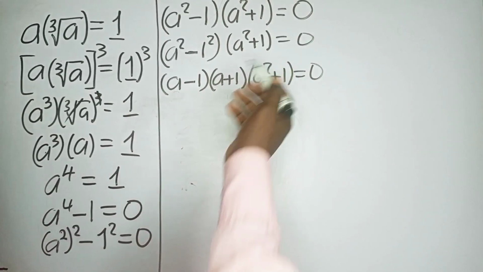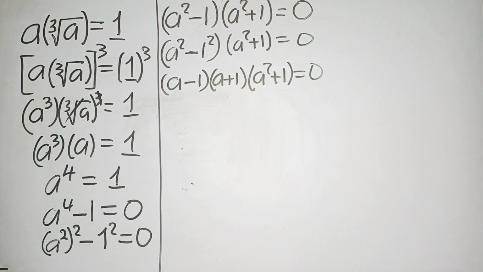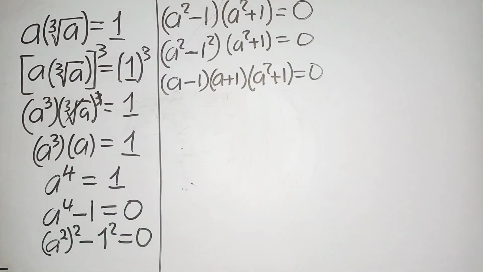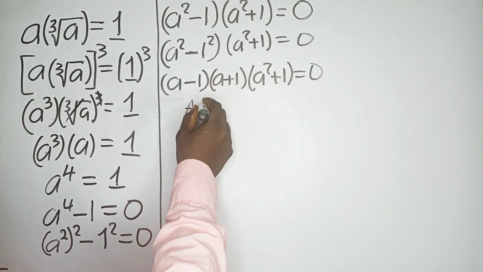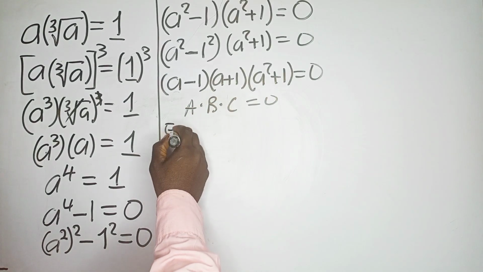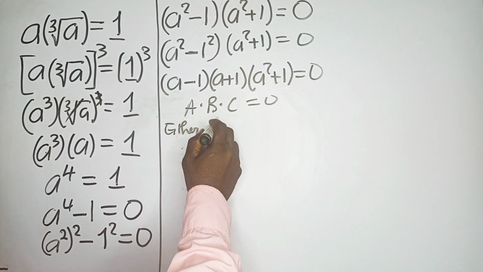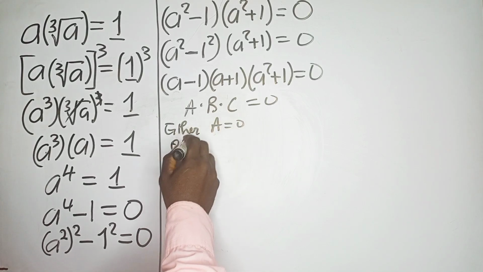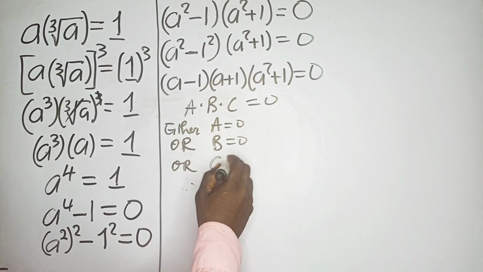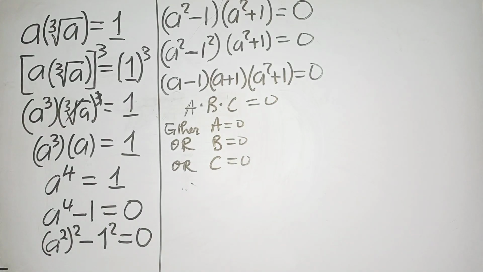We don't have sum of squares. There's no identity for sum of squares. All right, so now we have three factors multiplied together to give us 0. Again, if we have three things, a multiplied by b multiplied by c giving us 0, then either the first one is 0, or the second one is 0, or the third one is 0. That is always the case.